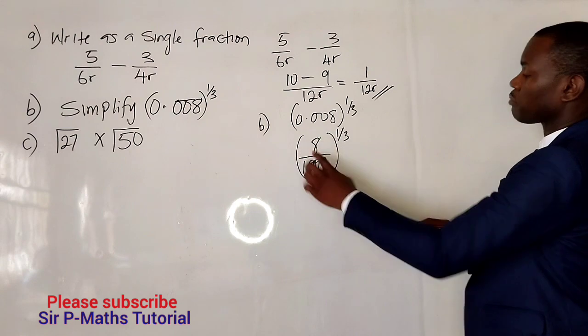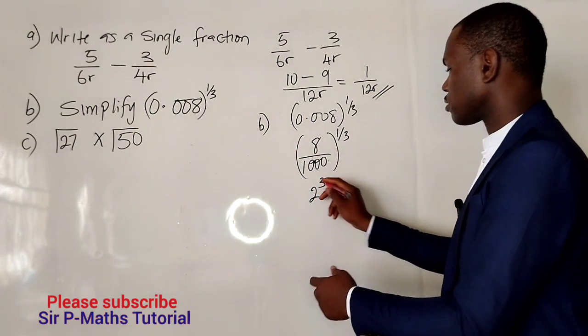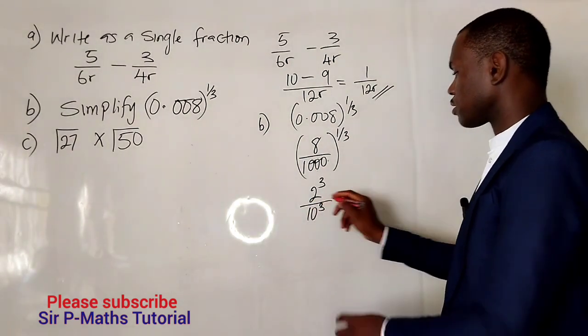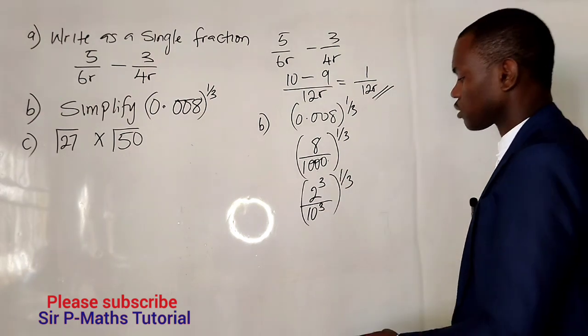Then write both of them as index. So I will have 2 raised to power 3. This will give me 8 over 10 raised to power 3. This will give me 1000. And then all raised to power 1 over 3.